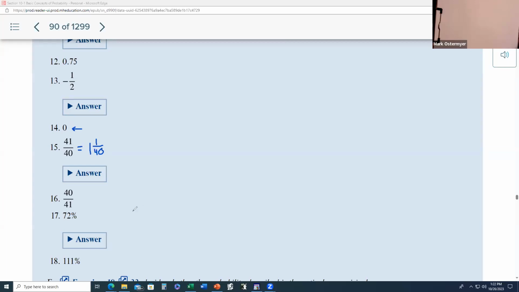Okay. Is number 16, 40 over 41, a valid probability? Yes. Notice it looks very similar to 41 over 40, but there's a difference. 40 over 41 is less than 1. 41 over 40 is greater than 1. So yes, 40 over 41 is a valid probability.